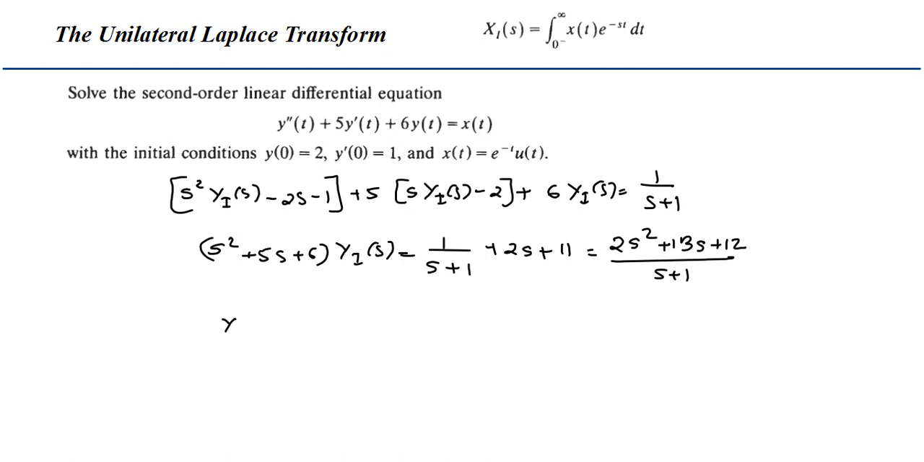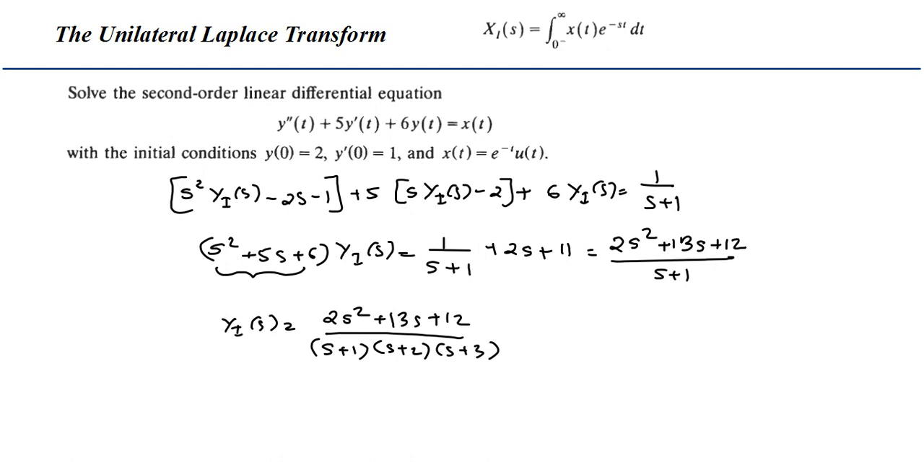Now we can write y of s is equal to 2s square plus 13s plus 12 divided by, you can factorize this term also. So if you bring it to the right side, it becomes s plus 1 into s plus 2 into s plus 3. Okay, and now we need to perform the partial fraction. I will directly write the result here.